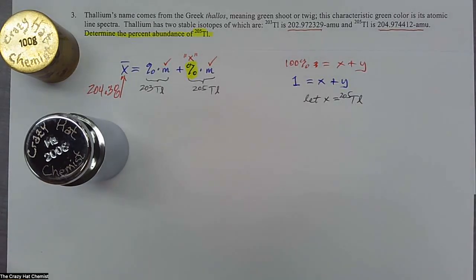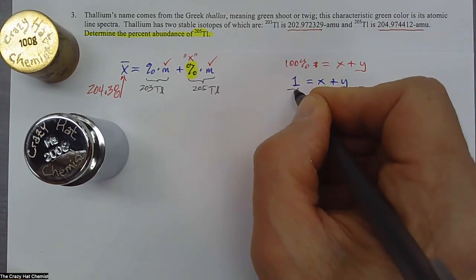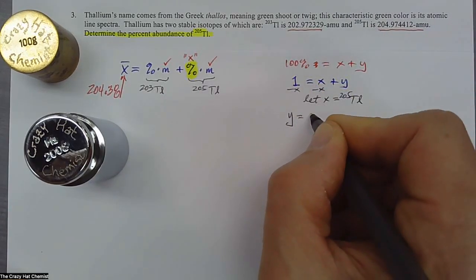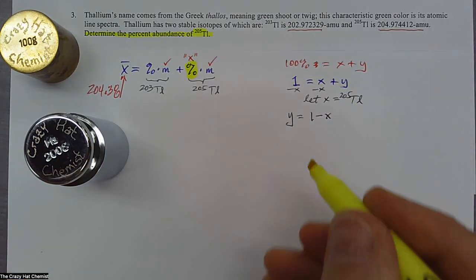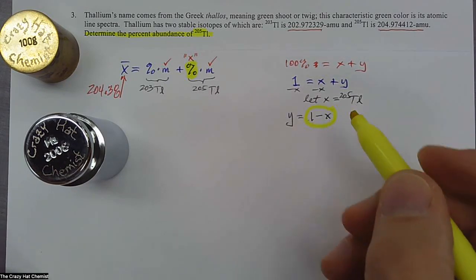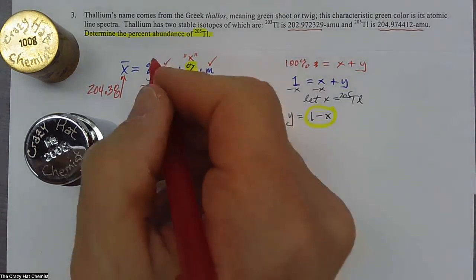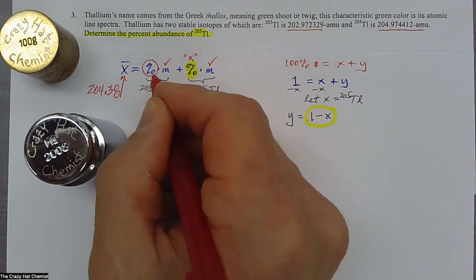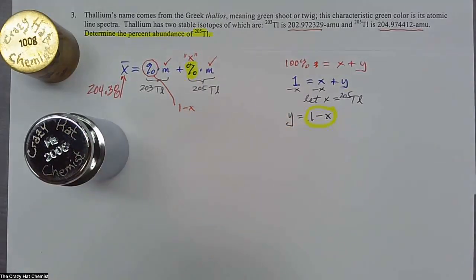Consequently, we need to solve for what Y is equal to in terms of X. So we're going to subtract X on both sides, and we have Y is equal to 1 minus X. Remember, the total is equal to 1, and so that's why it's 1 minus X and not X minus 1. So that means that this percentage right here is going to be 1 minus X, right there like that.